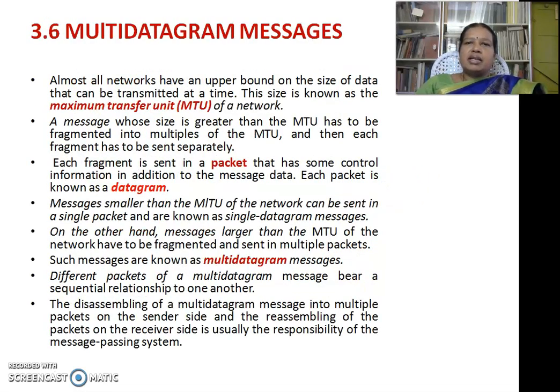The last one is multi-datagram messages. Almost all networks have an upper bound on the size of the data, that is the maximum transfer unit, MTU. A message whose size is greater than this MTU has to be fragmented into multiples of the MTU. Each fragment is sent in a packet that has some control information, and each packet is known as a datagram. Messages smaller than the MTU of the network can be sent in a single packet, whereas if greater than the MTU, they have to be fragmented into multiple packets. Such messages are known as multi-datagram messages.